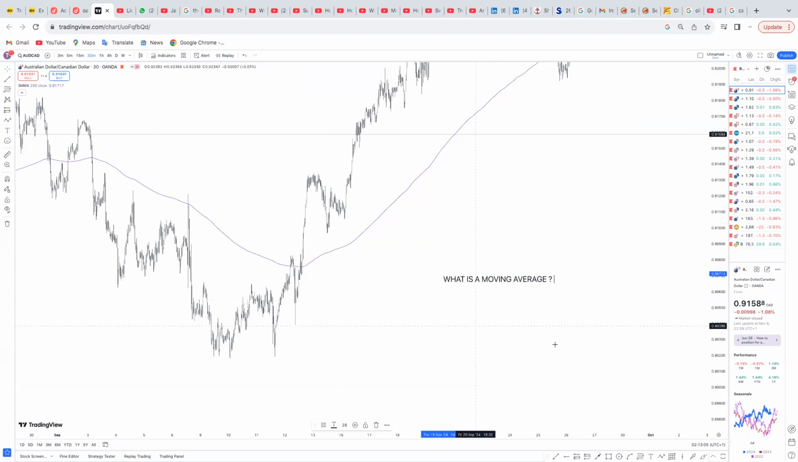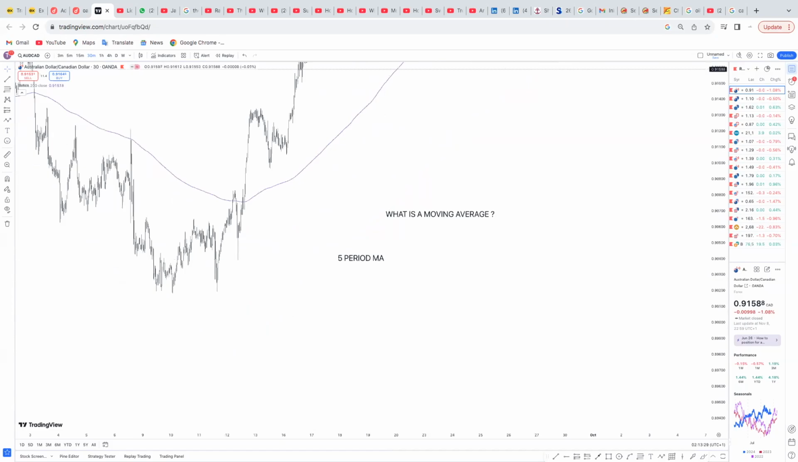So what do I mean by that? Let's give an example. Say we have a 5 period moving average, or MA, right? Over an X amount of period, we have 5 periods. So we have the 5 period moving average, and now we want to calculate it.